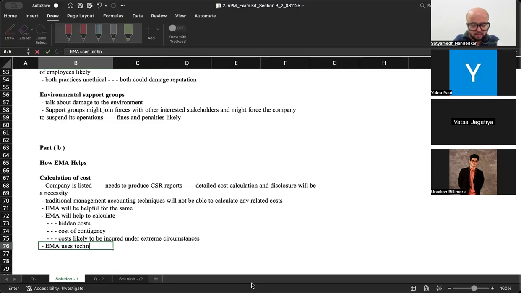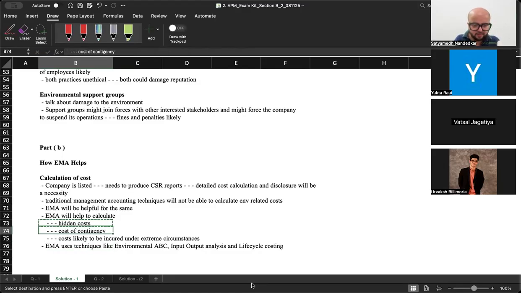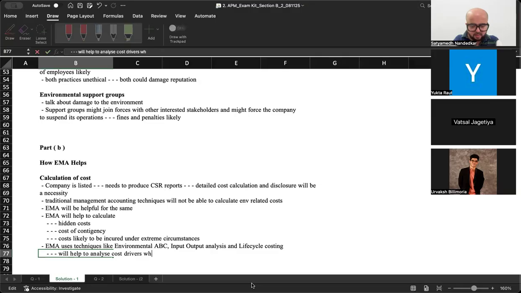EMA uses techniques like environmental activity based costing, input output analysis and लाइफ साइकिल कॉस्टिंग. ठीक है. क्या होगा? Will help to analyze cost drivers which will help in cost control. ठीक है.